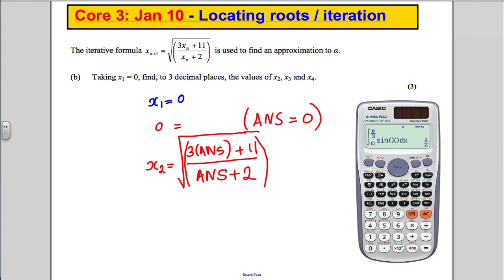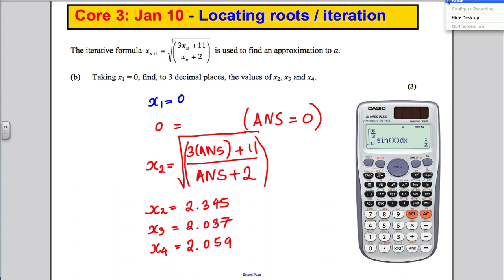Your calculator should say the square root of 22 over 2, and you want this to 3 decimal places, so x2 is equal to 2.345. The beauty of typing it in like that is all you have to do now is hit equals on your calculator and it will tell you the next one, x3, which is 2.037, and x4 similarly, one more time hit equals and we get 2.059 to 3 decimal places and we're done. Okay, next part.